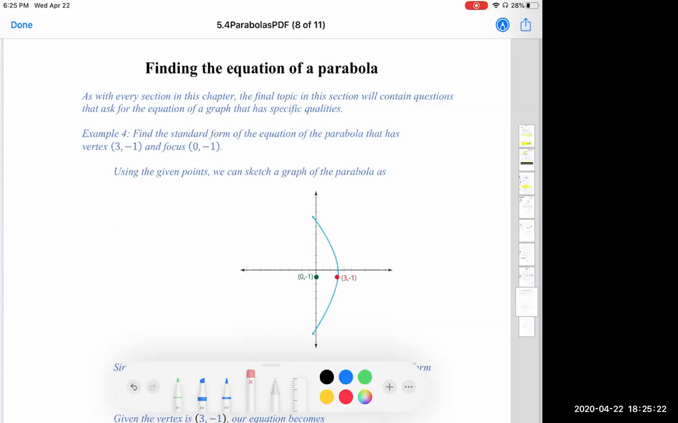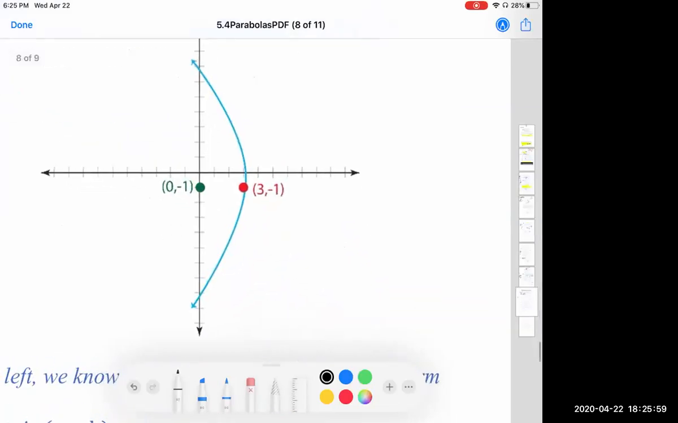All right, so because I have a vertex and a focus, you see how your y didn't change? It's always x, y. You see how your y's didn't change, only your x's? So that means we're only moving. If I have this point, your vertex at 3, -1, and your focus point at 0, -1.